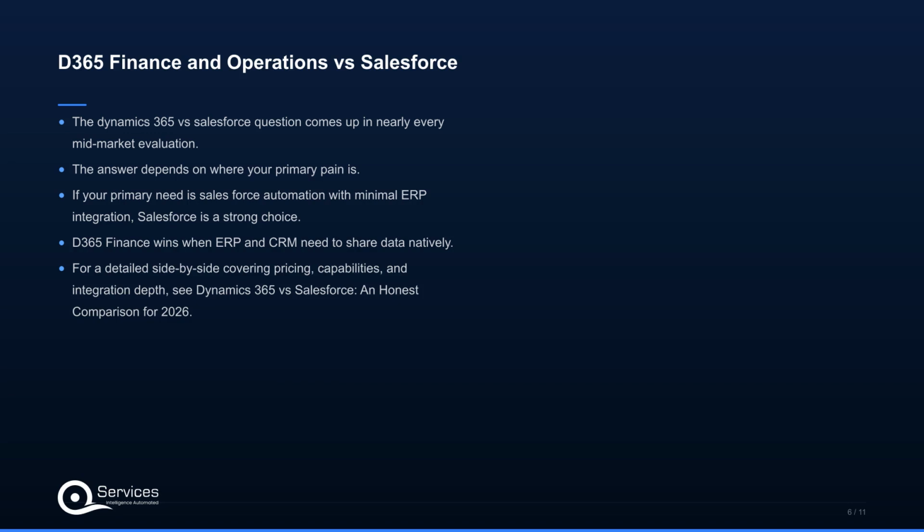Salesforce dominates the standalone CRM market for good reason. Its sales pipeline management, opportunity tracking, and AI-powered forecasting are mature and user-friendly. If your primary need is sales automation with minimal ERP integration, Salesforce is a strong choice. D365 Finance wins when ERP and CRM need to share data natively. If your sales team creates quotes that flow into production orders and customer invoices without manual re-entry, D365's unified data model eliminates friction that even the best Salesforce SAP integration cannot fully resolve.